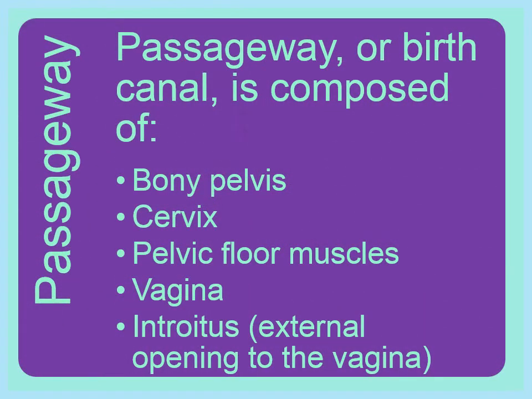Passageway. The passageway consists of the bony pelvis, the cervix, the pelvic floor muscles, the vagina, and the introitus, or external opening of the vagina. While the muscles of the pelvic floor play a role in the birth of the fetus, the bones of the pelvis play a greater role, as the fetus must accommodate itself to fit through a relatively rigid passageway.